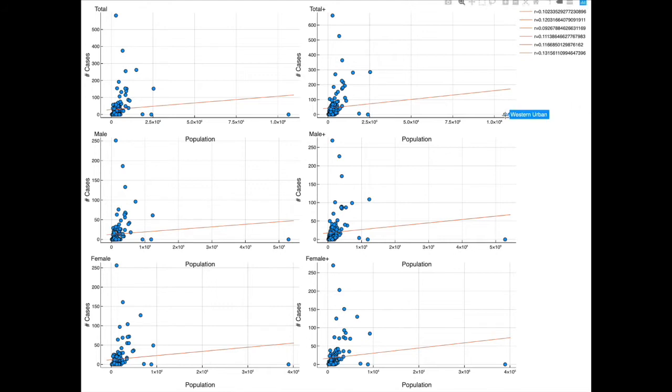We have some chiefdoms that have a very large population, but almost no cases, and some chiefdoms with very small populations with many, many cases.